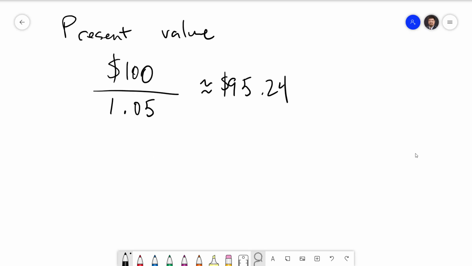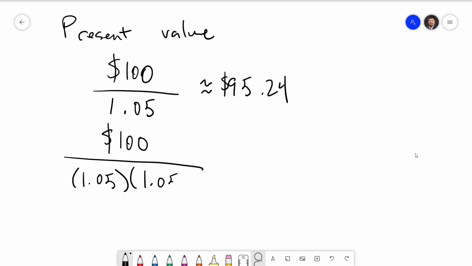Continuing on, if we were to instead receive the $100 2 years from now, we would be losing out on not just 1 year of interest, we would be losing out on 2 years of interest. So we're going to divide by 1.05 twice, and so that's going to give us approximately $90.70. So what we can see here is that the farther into the future we receive the money, the lower the present value is going to be. In this case, had we received $90.70 right now, we could save it for 2 years, and after 2 years, it would grow to $100.